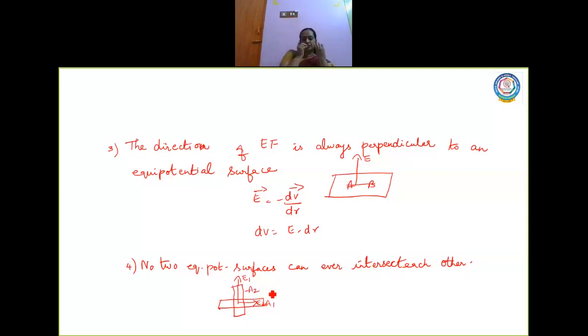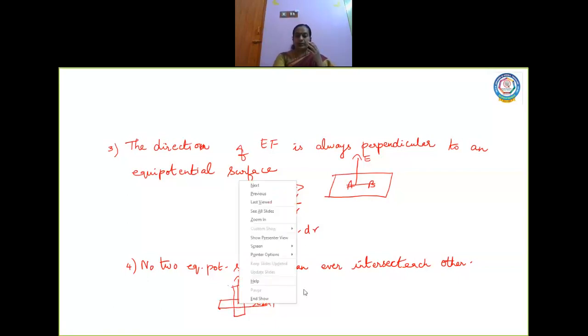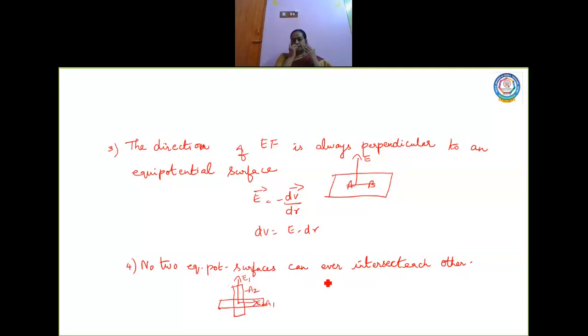Now look at the direction of electric fields here. Due to this surface, the electric field is perpendicular, which is E1. Due to this surface, the electric field will be perpendicular like this. So at this point, according to this picture, there should be two electric fields. A point cannot have two electric fields, which is impossible. So we can say that no two equipotential surfaces can ever intersect each other.